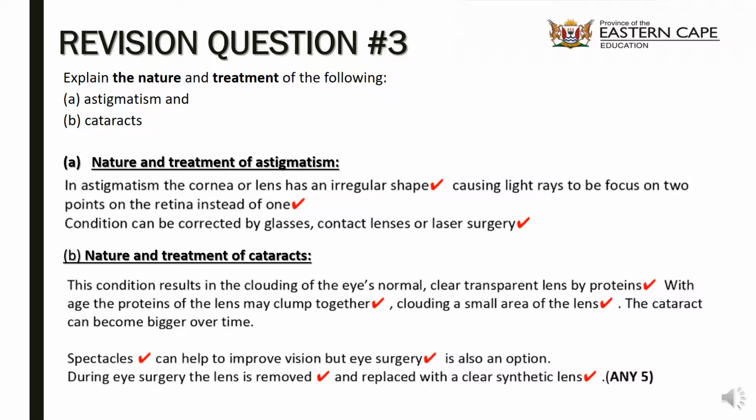How do you control this? You can rectify this by having spectacles, which will improve your vision, but eye surgery is also an option. And what happens during the eye surgery is we remove the affected lens and replace it with a clear synthetic lens. So once again, this is a summary of the two, astigmatism and cataracts, done in a different format.